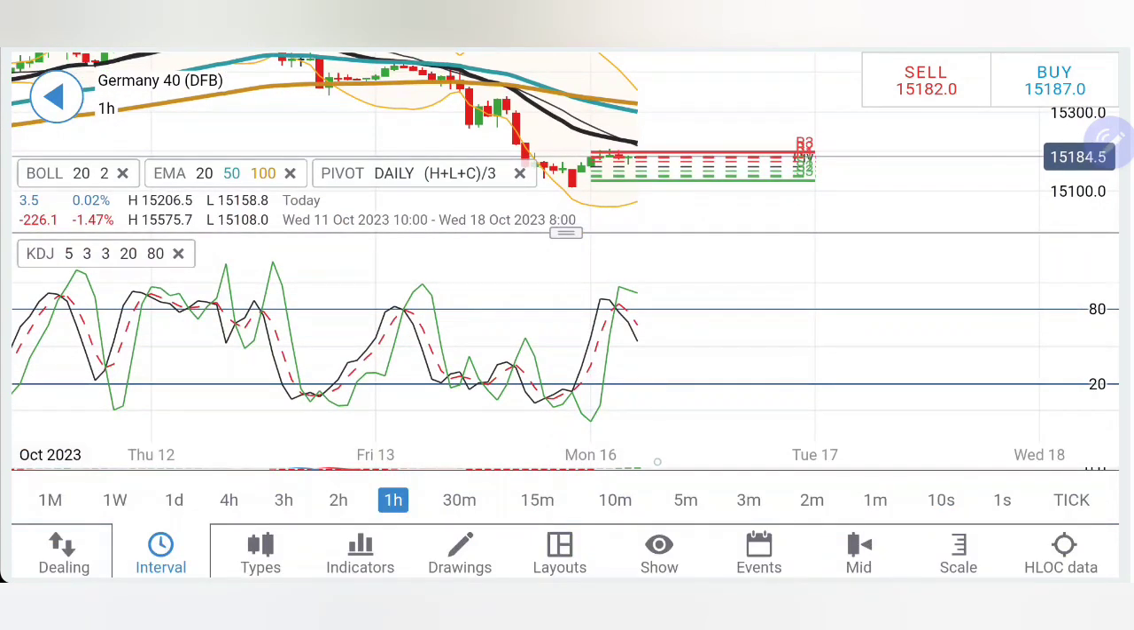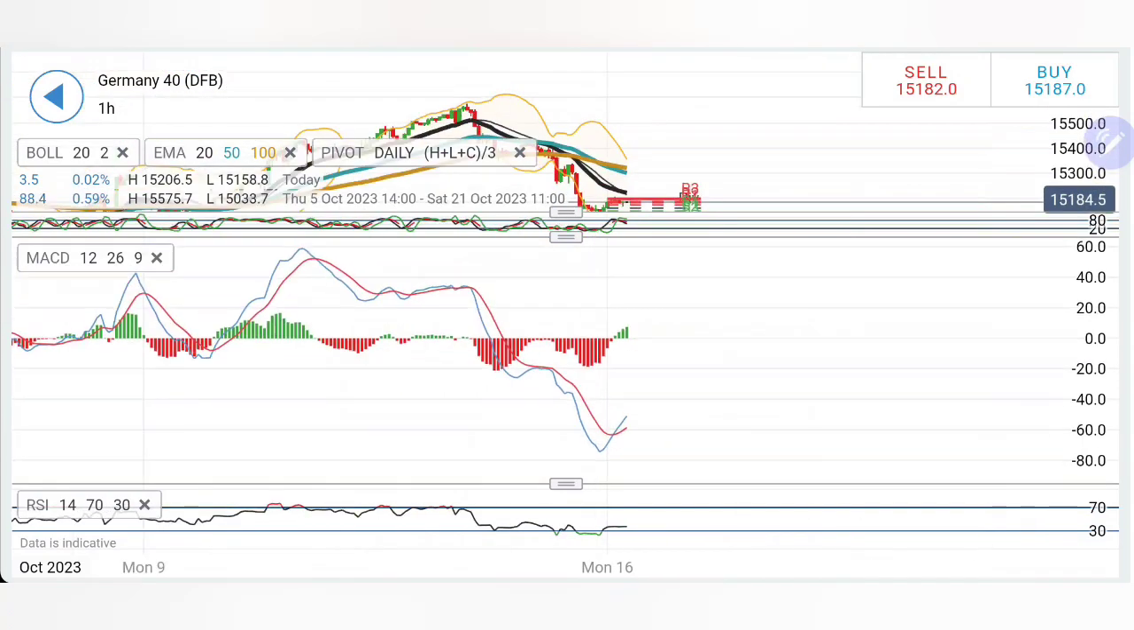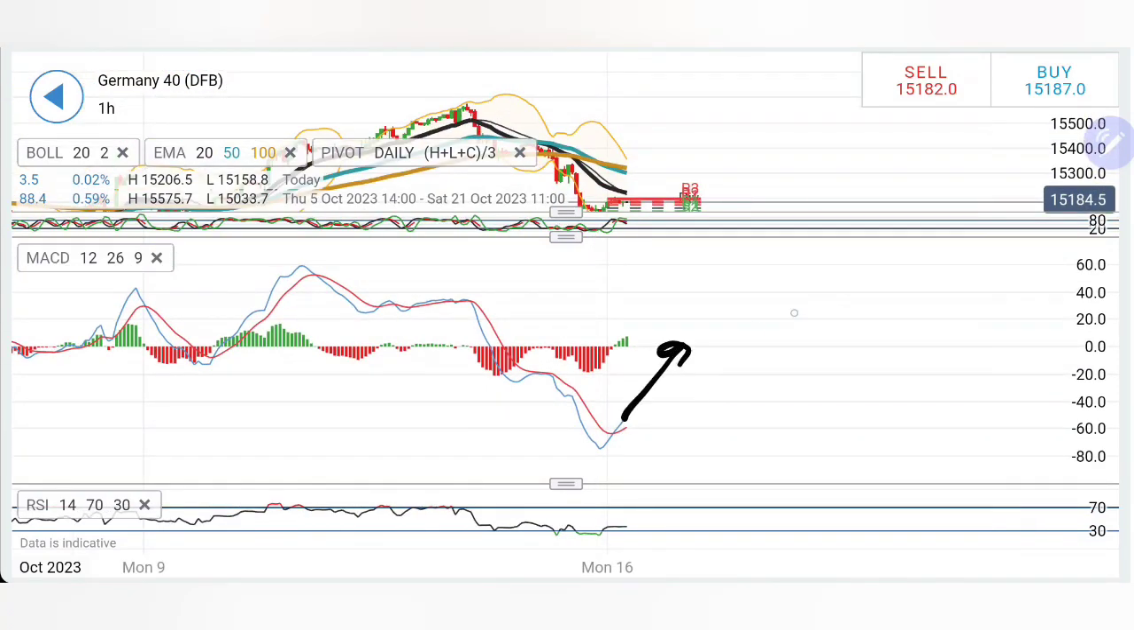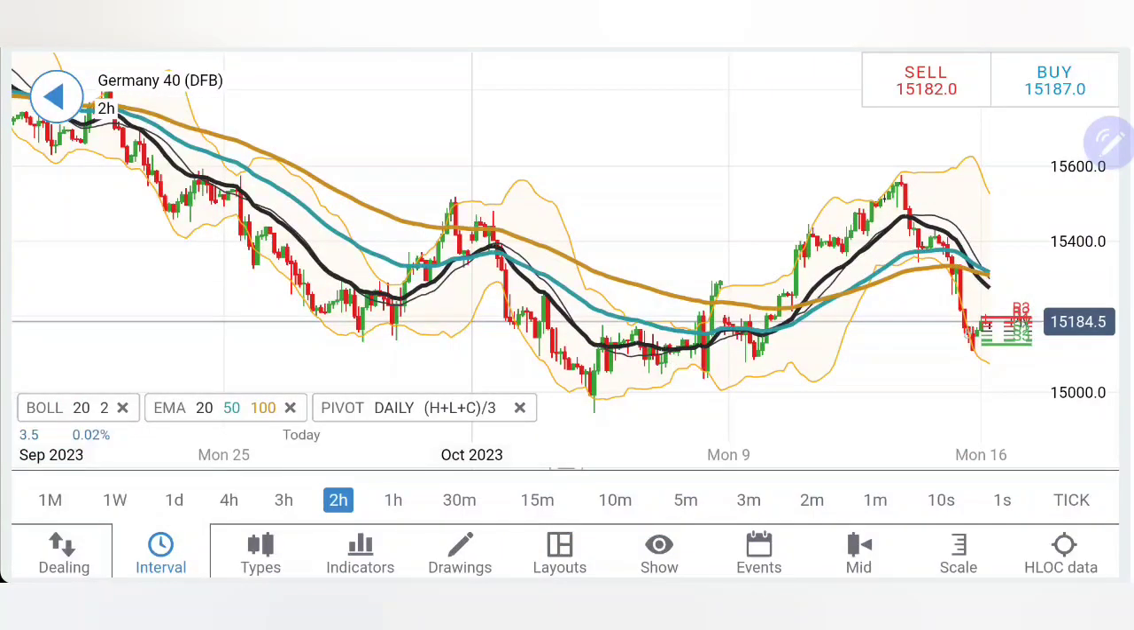If you look at stochastic, this has dropped. The MACD has crossed over at the bottom, trading with divergence, looking upwards, staying bullish. Possibly this may call for a further retracement. Thus, the prices might trade with a bullish bias from here. RSI coming out of the oversold levels.